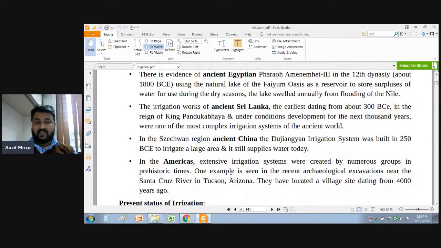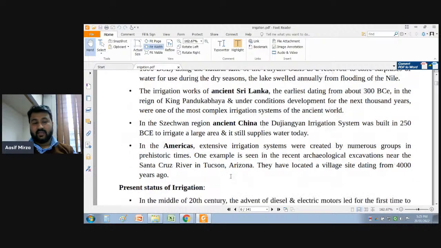In the Americas, extensive irrigation systems were created by numerous groups in prehistoric times. One example is seen in the recent archaeological excavation near the Santa Cruz River in Tucson, Arizona. They have located a village site dating from 4,000 years ago.